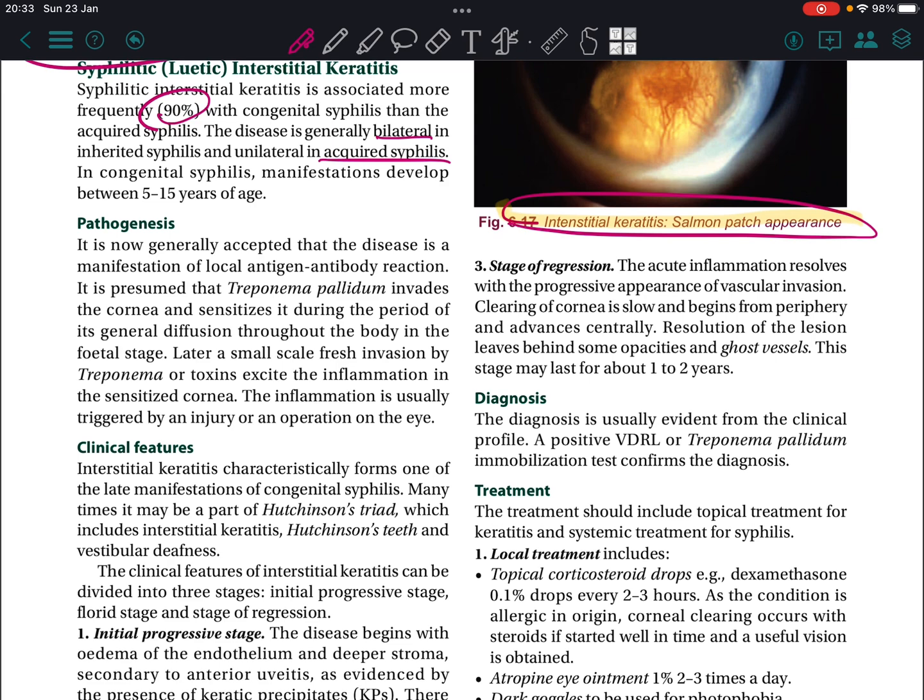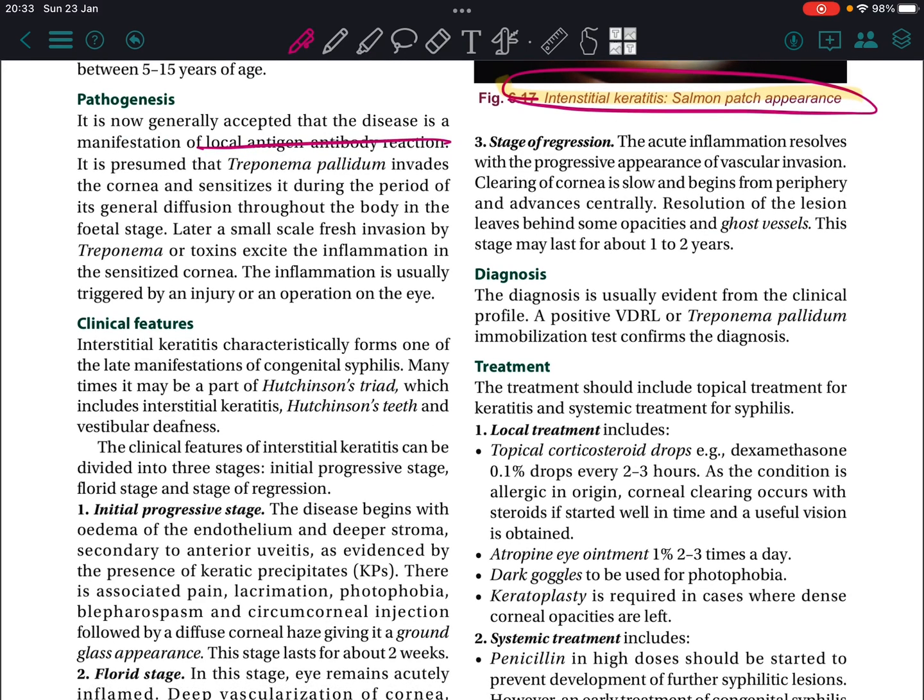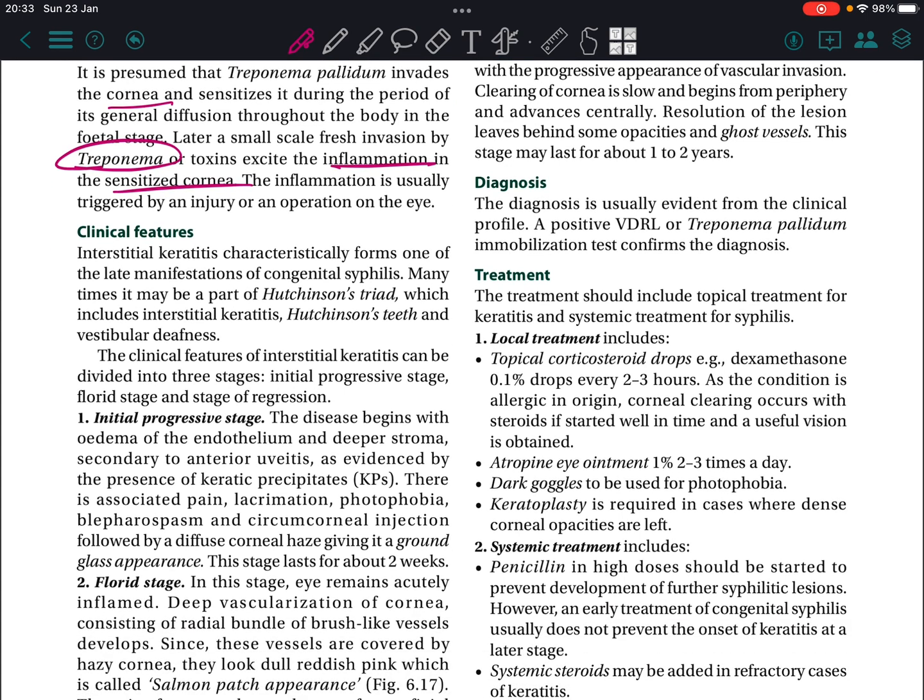Pathogenesis: it is now generally accepted that the disease manifests as a local antigen-antibody response. It is presumed that Treponema pallidum invades the cornea, sensitizes it during the period of its general diffusion through the body in the fetal stage. Later, a small-scale fresh invasion by Treponema toxins excites the inflammation in the sensitized cornea. The inflammation is usually triggered by an injury or an operation on the eye.